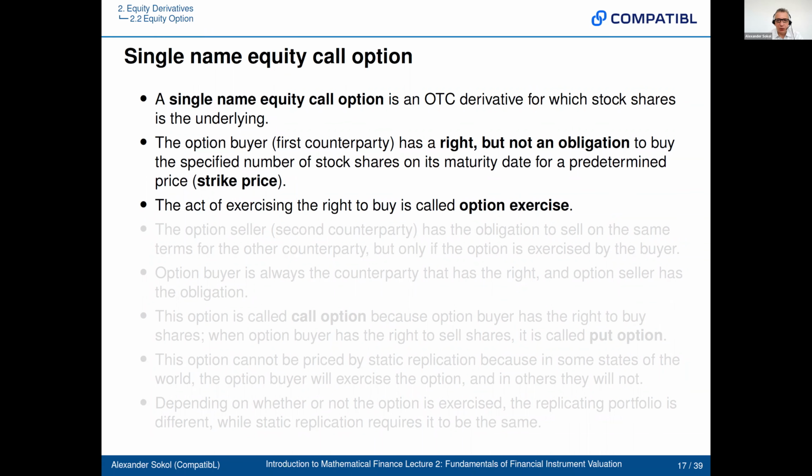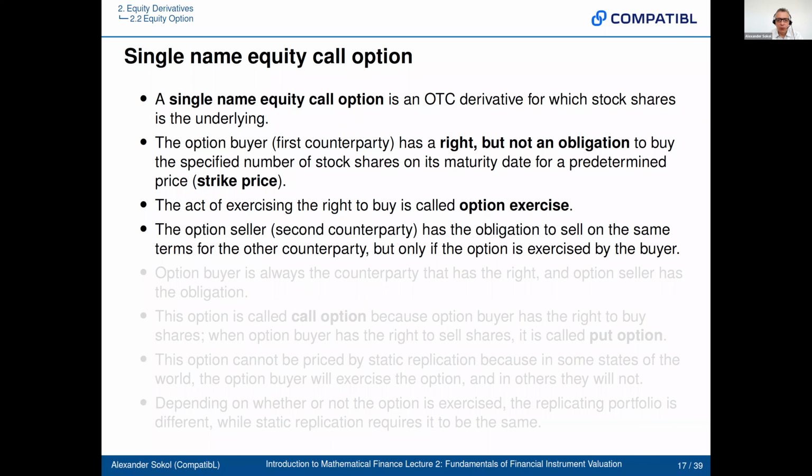The act of exercising the right to buy is called option exercise. The option seller, or the second counterparty, has the obligation to sell on the same terms as the other counterparty, but only if the option is exercised by the buyer. So the first party, the option buyer, or the option owner, the party which has the option, has the right but not an obligation. The other party has an obligation, but this obligation will only come to pass, right? So it will only be required if the first party decides to do it. So the option buyer has the right, and the option seller has the obligation if the option buyer chooses to exercise the right.